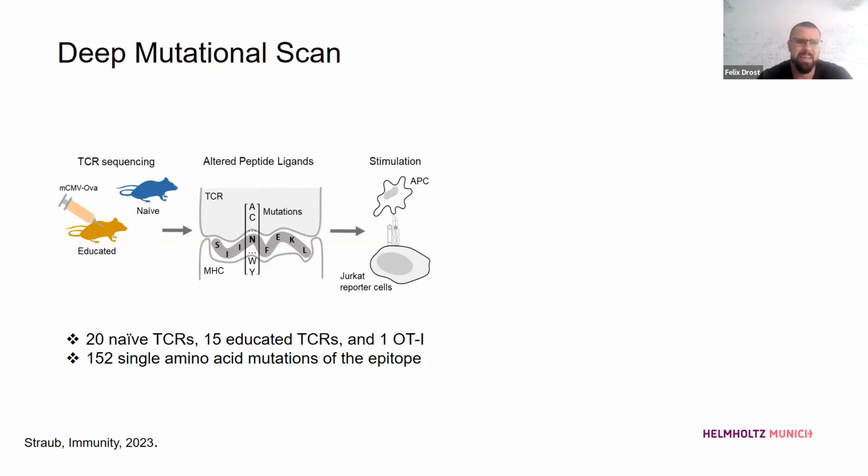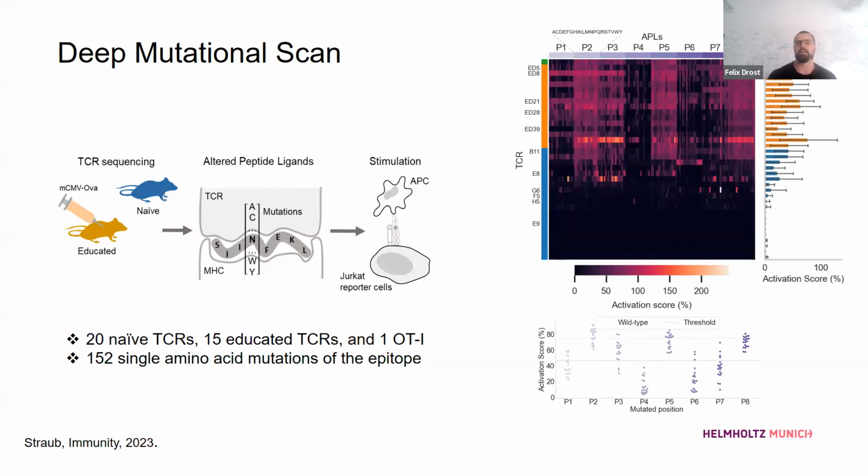Then we had T-cell receptors from two repertoires. The first one was from naive mice that had never been exposed to the antigen, but were still filtered for T-cell receptors that should recognize this base epitope. And second, we had 15 TCRs from an educated repertoire, where the mice had been pre-exposed to the antigen, and also the model T-cell receptor for this epitope, OT1. Then they did the wet lab work of actually testing the specificity or the reactivity of these T cells towards all these epitope mutations.